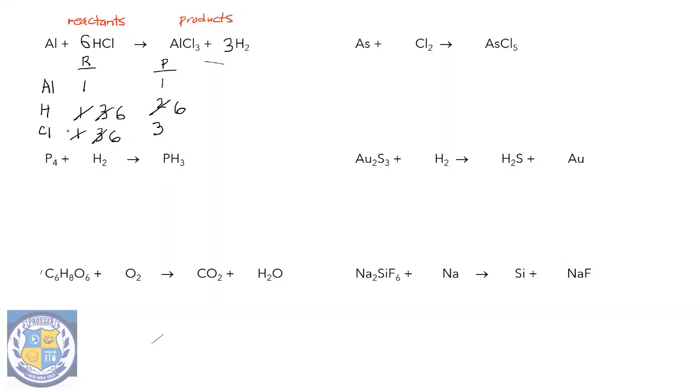So the chlorines have 6 on the left, and there's 3 on the right. So what times 3 equals 6? A 2. So I'll put a 2 there. And that changes the number of chlorines on the right to a 6, but it also changes the aluminum to a 2.